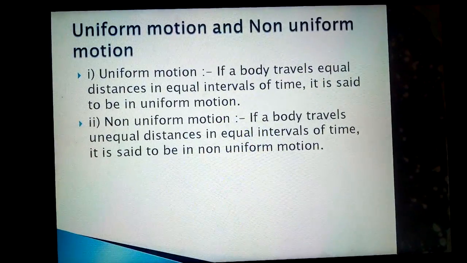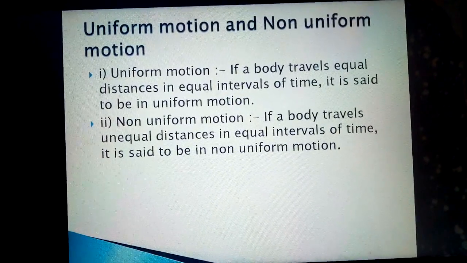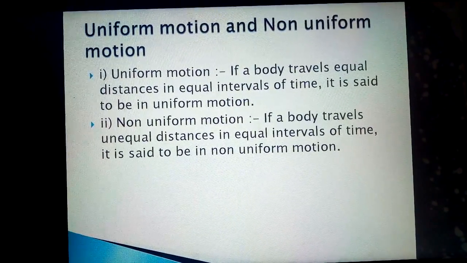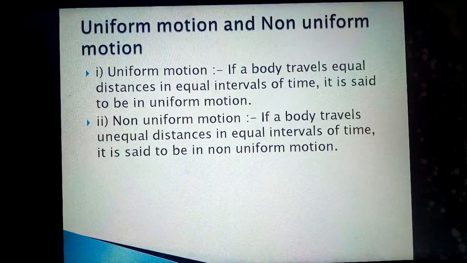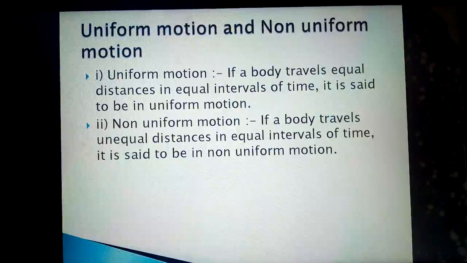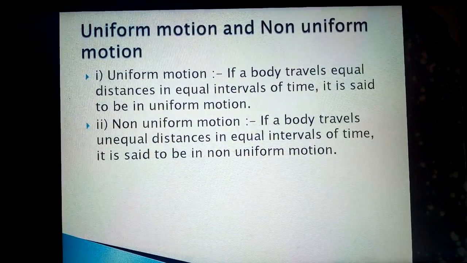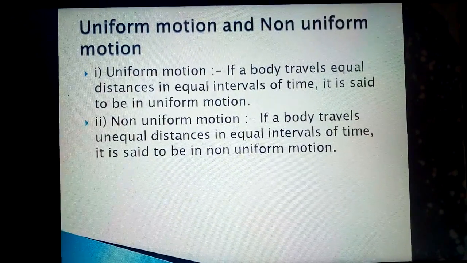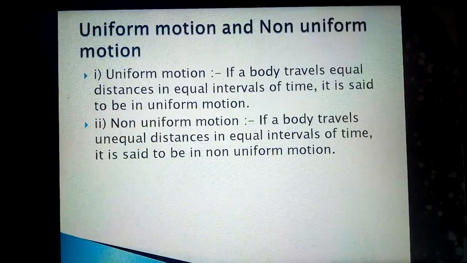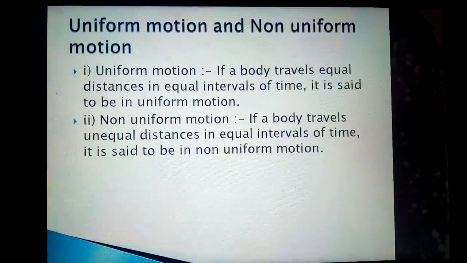So when we talk about motion, there are two types of motion: uniform motion and non-uniform motion. If a body travels equal distance in equal intervals of time, it is known as uniform motion. What is non-uniform motion? If the body travels unequal distance in equal intervals of time, it is said to be non-uniform motion.